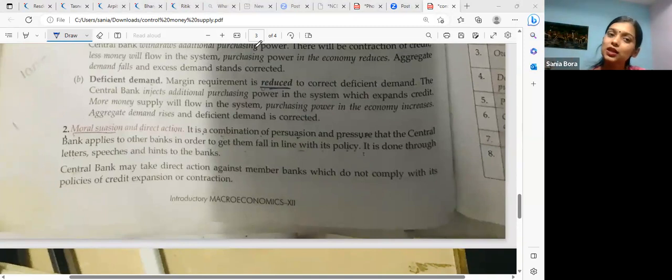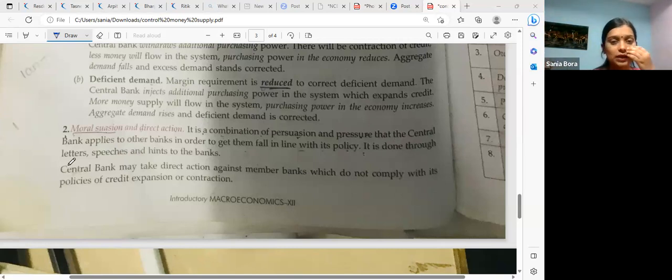Similarly, the central bank also uses moral suasion and direct action. It is a combination of persuasion and pressure that the central bank applies to other banks in order to get them to fall in line with its policy. So over here, the central bank sees that this policy is needed, so it will issue guidelines or put pressure and orally dictate that this is important. Now, how will they do it?